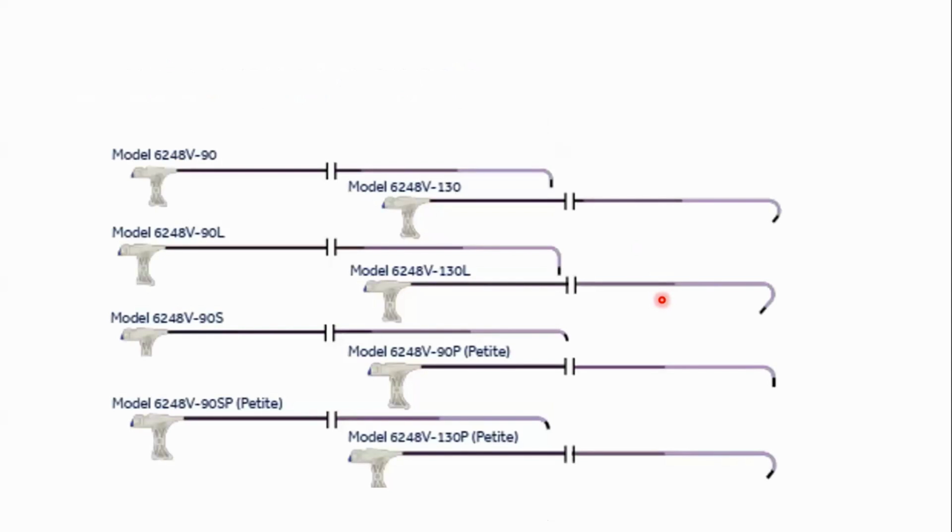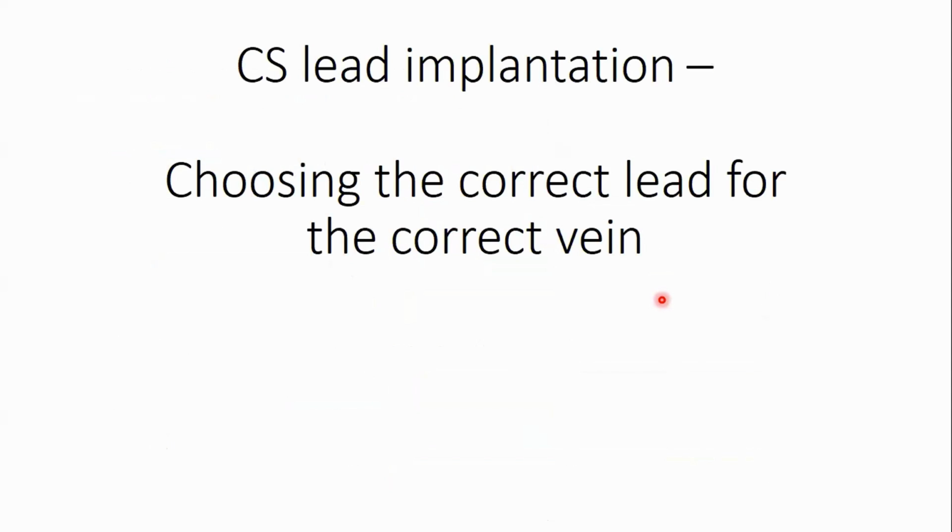Right. These are some pictures of the subselect tool that can often help us. They are designed to access difficult side branches, but they can often help us pass through valves and stenosis, especially the inner dilator, which is quite atraumatic. Right. So moving on to choose the correct lead for the correct vein.